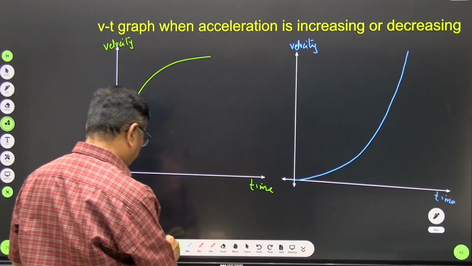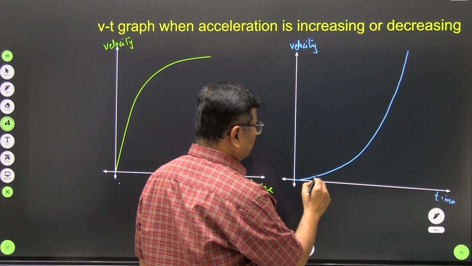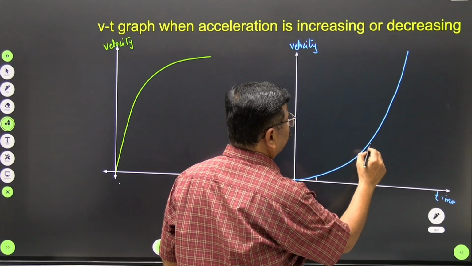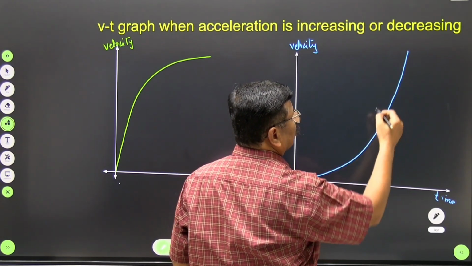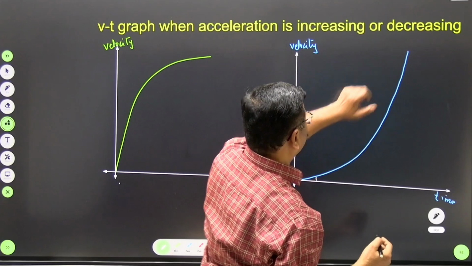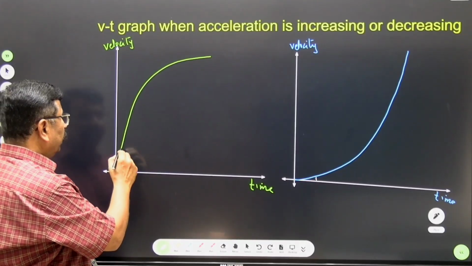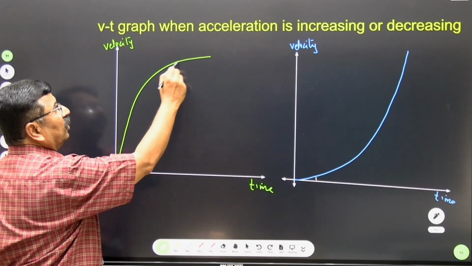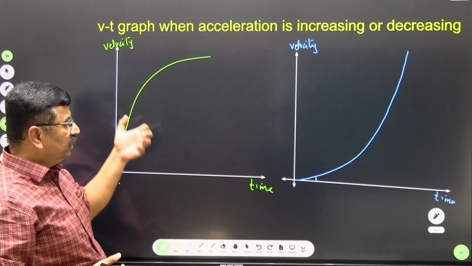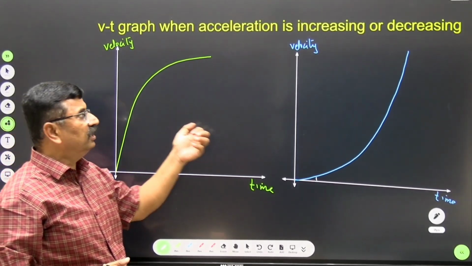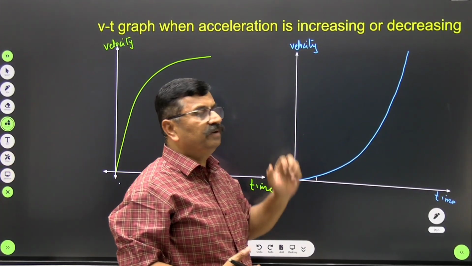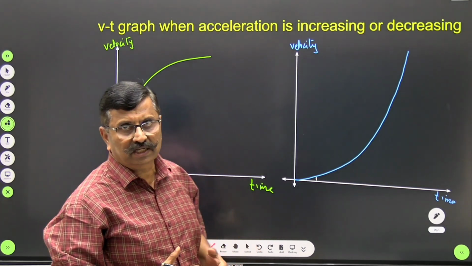So here, if you see students, in the initial stages the velocity is increasing fast, and later on the change in velocity gets reduced. But here initially velocity is large but the velocity reduces. This is the velocity time graph for the decreasing acceleration, and this is the velocity time graph for increasing acceleration.